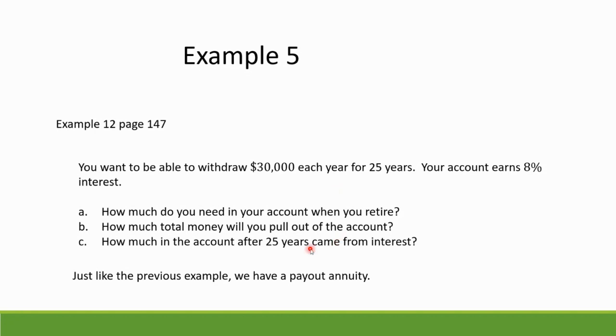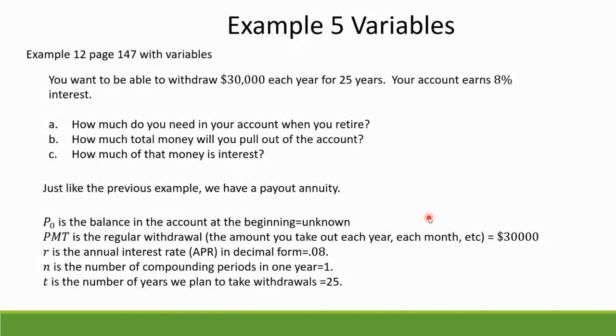So these parts here I added. The question in the book is, how much do you need to have in your account when you retire? And what I said in parts B and C is, how much total money are you going to pull out after 25 years, in other words? And how much of that money was interest? That's what part C was saying. Okay, so let's get started on that.